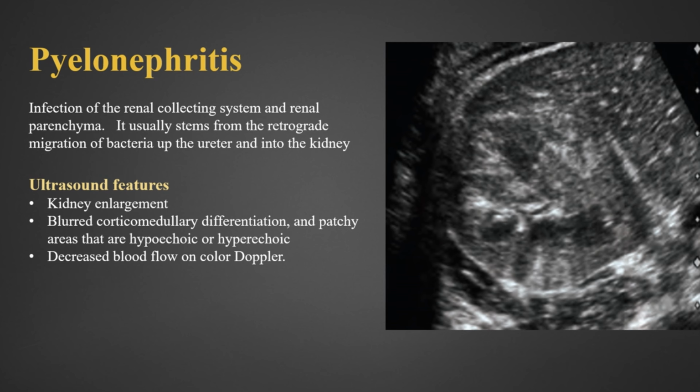On ultrasound, the pyonephritis appears as enlargement of the kidney and blurred corticomedullary differentiation and patchy areas that are hypoechoic or hyperechoic, and decreased blood flow on color Doppler is also seen in pyonephritis. As here we can see the size of the kidney is markedly enlarged, and there is a blurred corticomedullary differentiation, and here we can see the patchy areas that are hypoechoic and hyperechoic, and these features are suggestive of pyelonephritis.